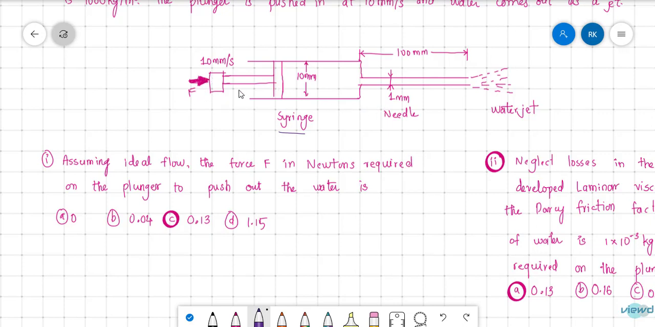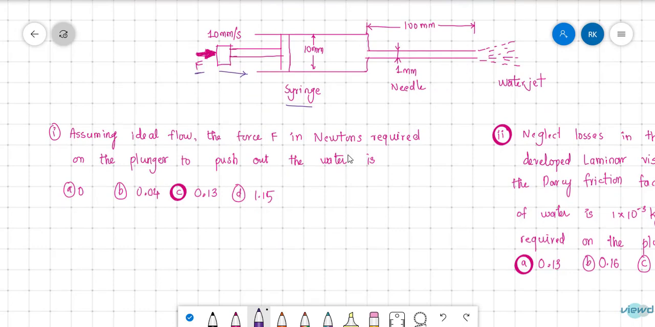This plunger is moving at 10 mm per second with a force F, so that this water comes out as a jet. The first question here is, assuming ideal flow, the force F in newtons required on the plunger to push out the water. So what do we need to find in the first question? We need to find the force. So how can we find the force with the given data? If the pressure is found in the syringe, we can find the force, because force is equal to pressure into area.